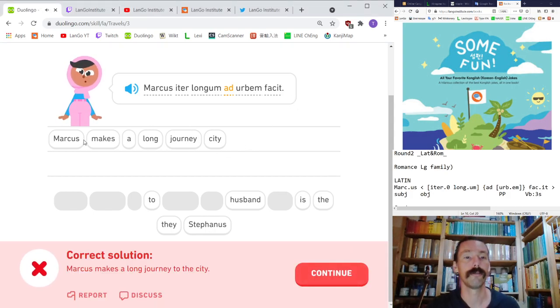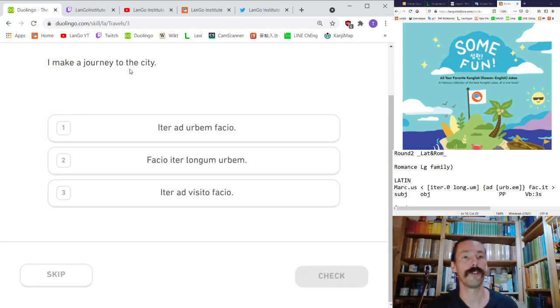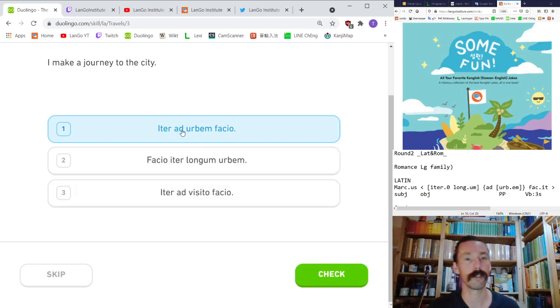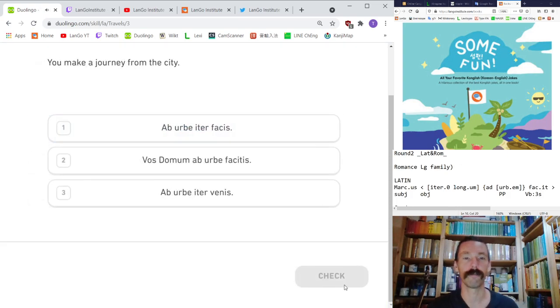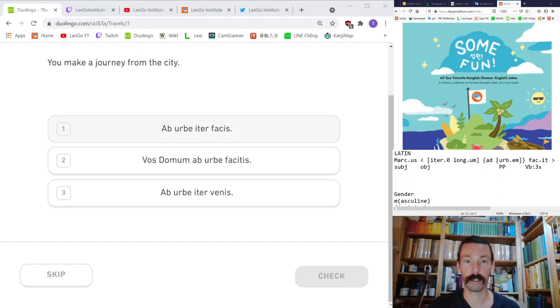Makes a long journey, city. That was amateurish. I make a journey to the city, with the pronoun ego. Iter facio ad urbem, or some other order. Iter ad urbem facio, with verb last, is quite elegant. The road to the city, I make it. You make a journey, iter facis, be the kernel of that. And now from the city is a different preposition. Ab urbe, iter facis.